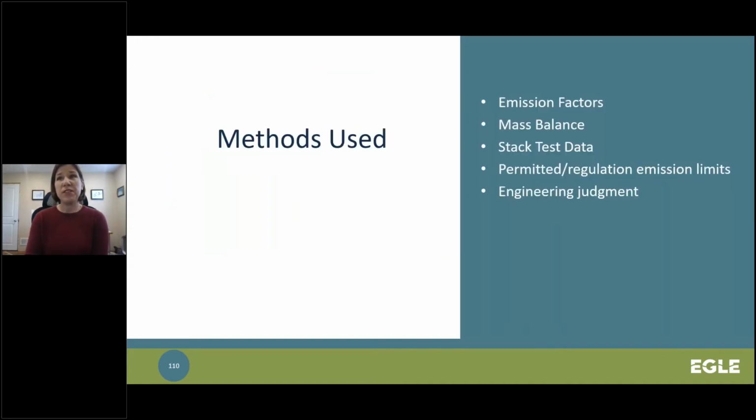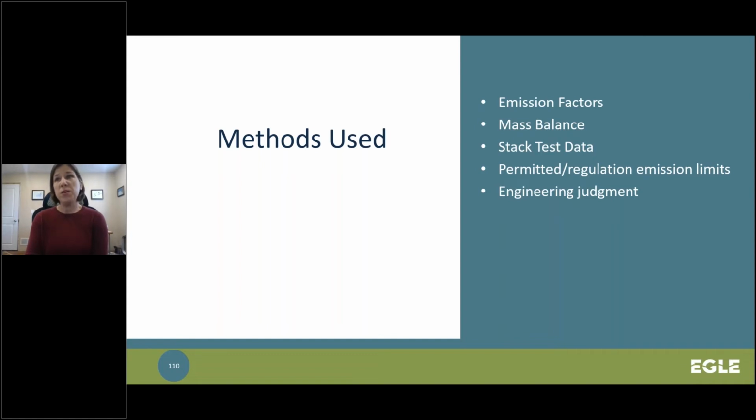There are different methods to calculate emissions. There are source-specific emission factors provided by EPA, other agencies, or equipment vendors. Mass balance is the amount of material input minus the output. Stack test data of similar sources can be used.